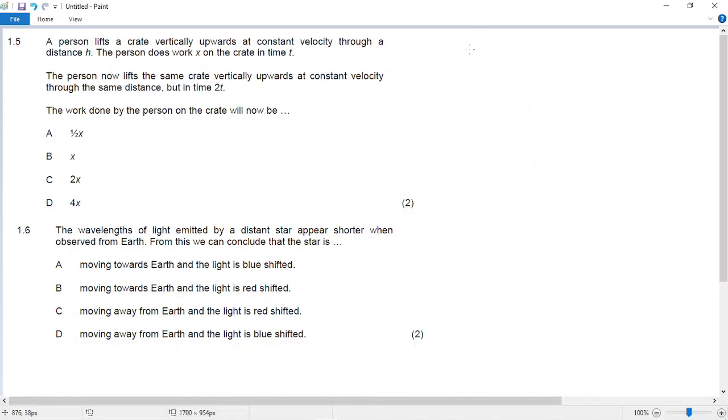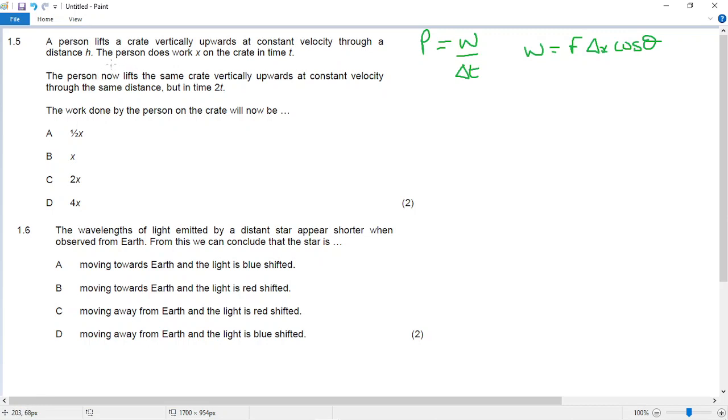Now we've got a question where they're trying to confuse you with work, energy, and power. Remember that power is the work done per unit time, and work is equal to the force times the displacement times the cos of the angle between the force and the displacement.